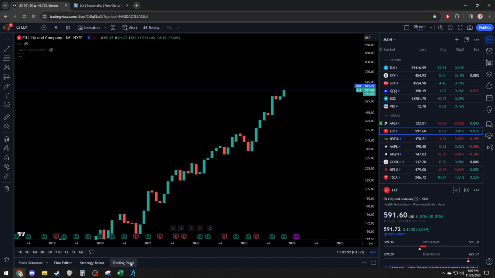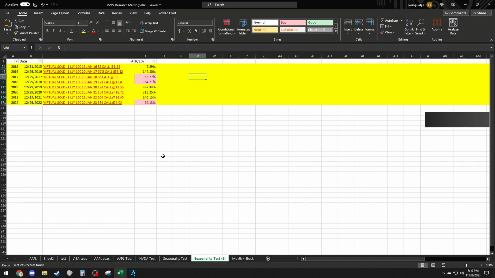All right, I can show you a little bit of some special data on my end. This is an Excel sheet. It's much more complicated and extensive than what you see here; I just condensed everything so it's simple. But this is LLY backtested for 7 years, and you can see the percentage gains.